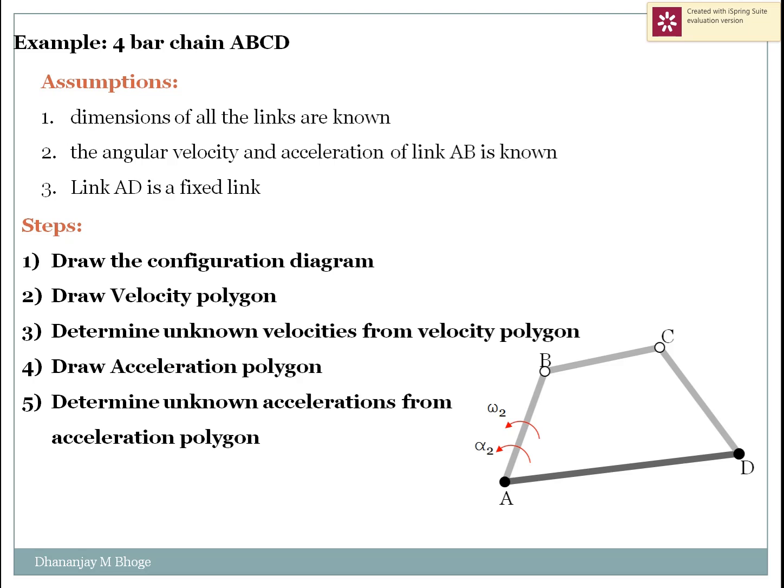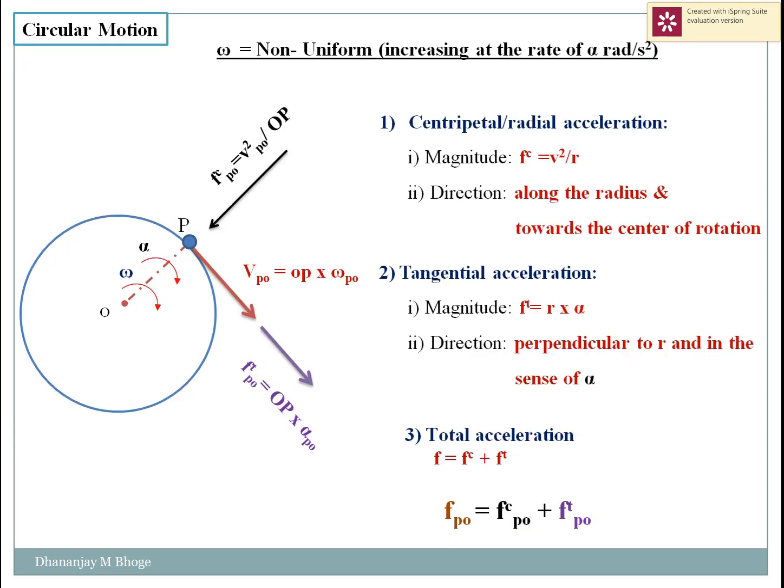So we'll follow these steps. First of all, configuration diagram is drawn. Then we'll construct the velocity polygon. Then we will determine unknown velocities from the velocity polygon. After that, we will proceed for drawing acceleration polygon, and then from the acceleration polygon, we will find out the unknown accelerations of the various links in the mechanism. So before starting with the velocity and acceleration diagrams, we will revisit the concept of circular motion because we are going to make use of this concept in this coming method.